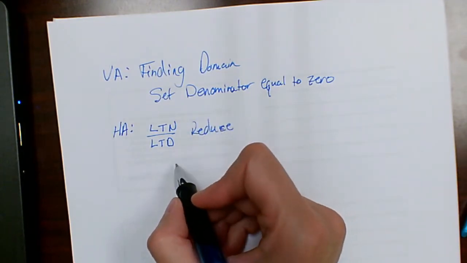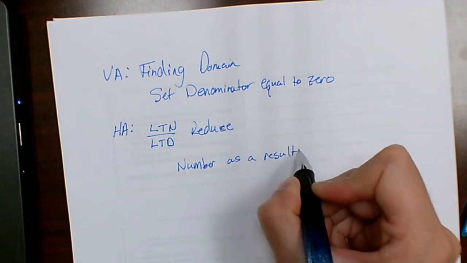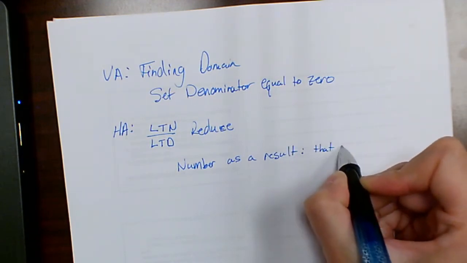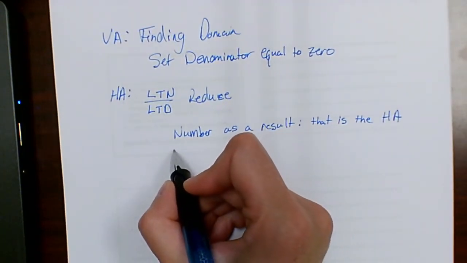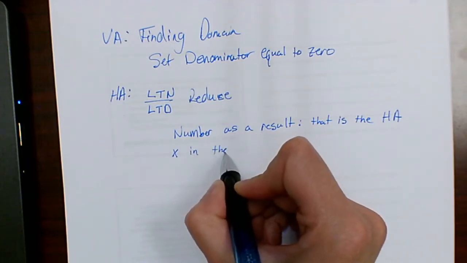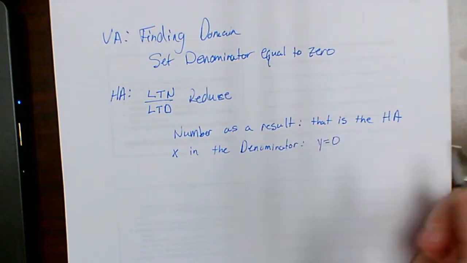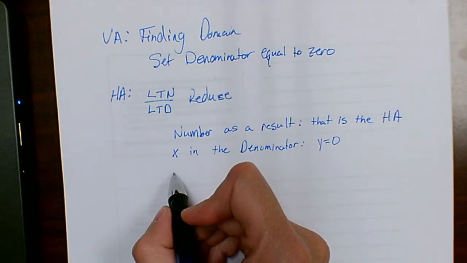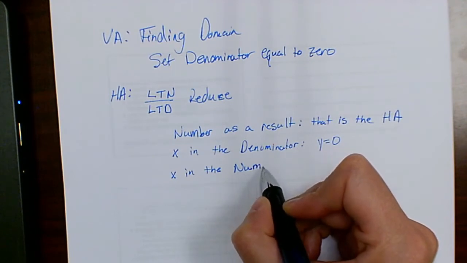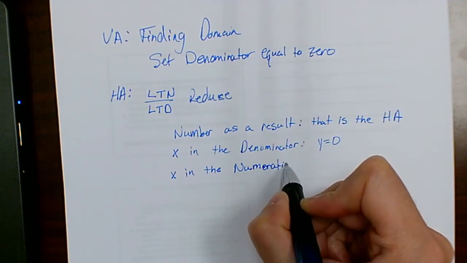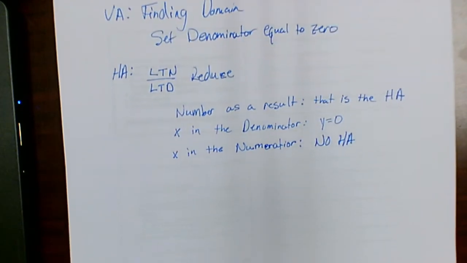If you have a number as a result, then that is the horizontal asymptote. If you have an x in the denominator, then y equals 0 will be your horizontal asymptote. If you have x in the numerator, or you're left with an x, then you have no horizontal asymptote.